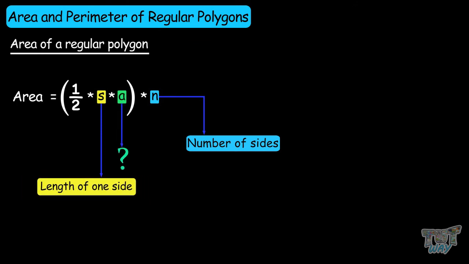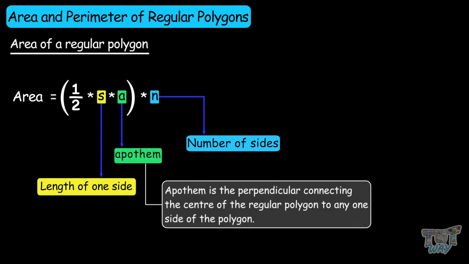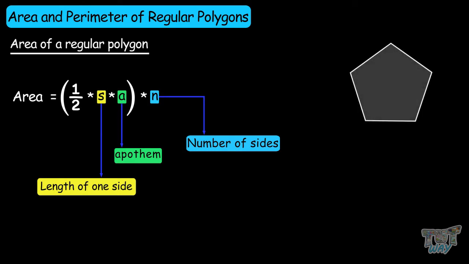Now what is a? A is called the apothem. The apothem is the perpendicular connecting the center of the regular polygon to any side of the polygon. For example, here we have this pentagon. A pentagon has 5 sides, so we will have 5 apothems, and they will all have the same length. I repeat, you must have the center of the regular polygon and then draw a perpendicular to any side of the polygon, and you will get the apothem.